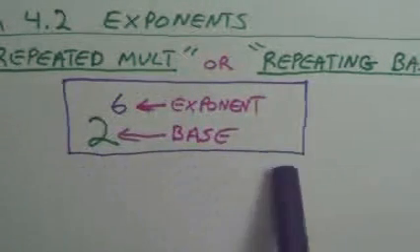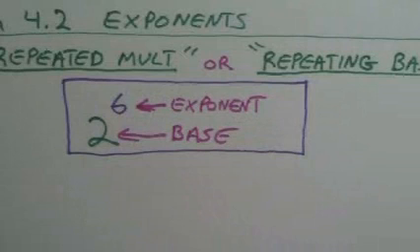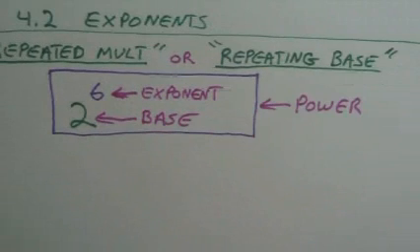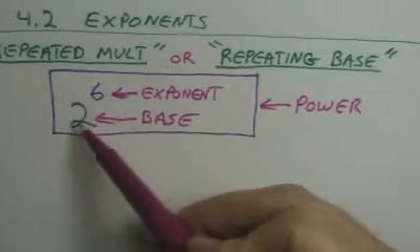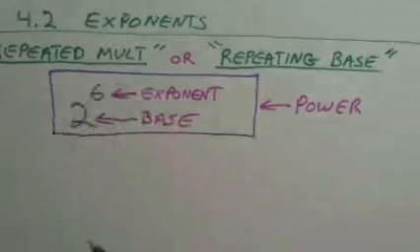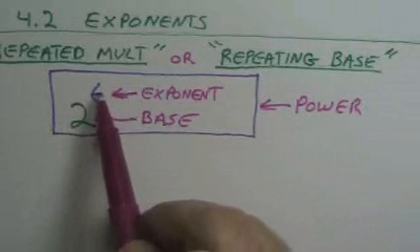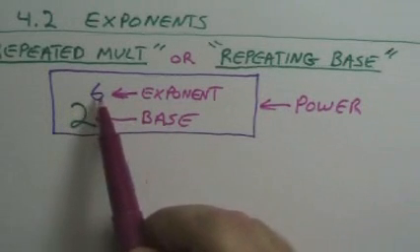Now the whole thing here, 2 to the 6th power, is referred to as a power. So when you see a number with an exponent, the whole thing is considered a power. That's the base, the bottom is the base. The top there is the exponent.